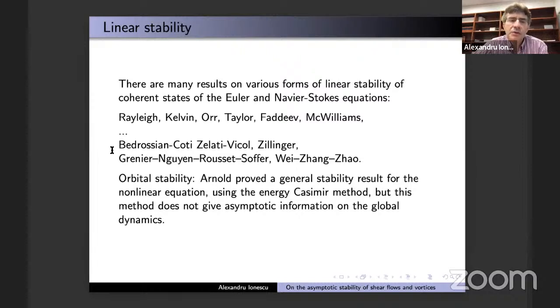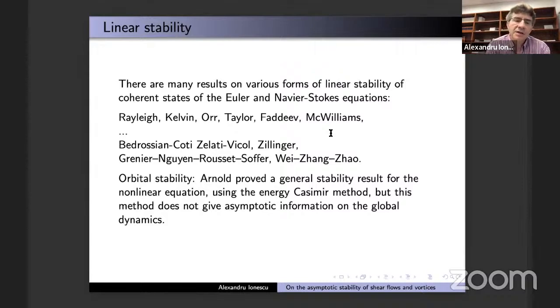And even in the last few years, the references in the second line here are all from the last few years: Bedrossian, Coti Zelati, Vicol, Zillinger, Grenier, Nguyen, Rousset, Soffer, Wei, Zhang, Zhao. There are lots of papers on the linear stability. There are many situations one can consider, and exactly what linear stability means is also an issue. So there's been a lot of work on understanding the linear stability of solutions of Euler and Navier-Stokes.